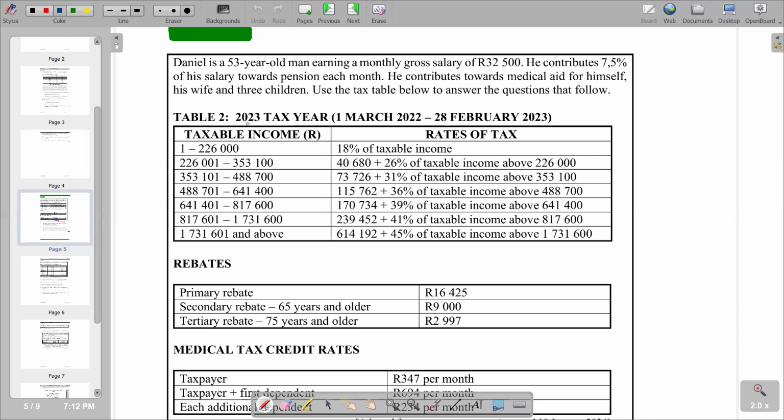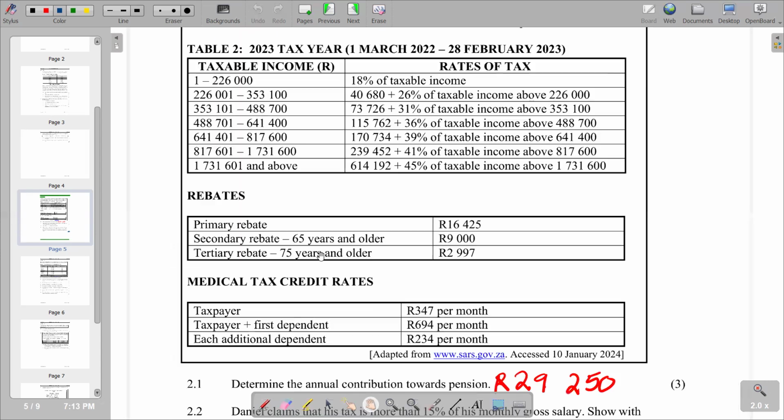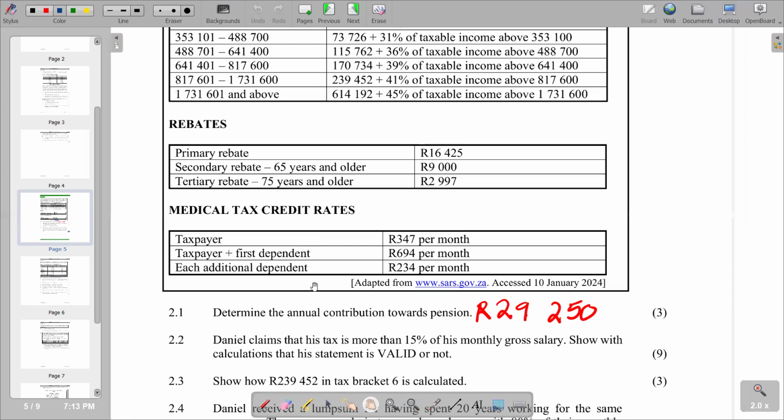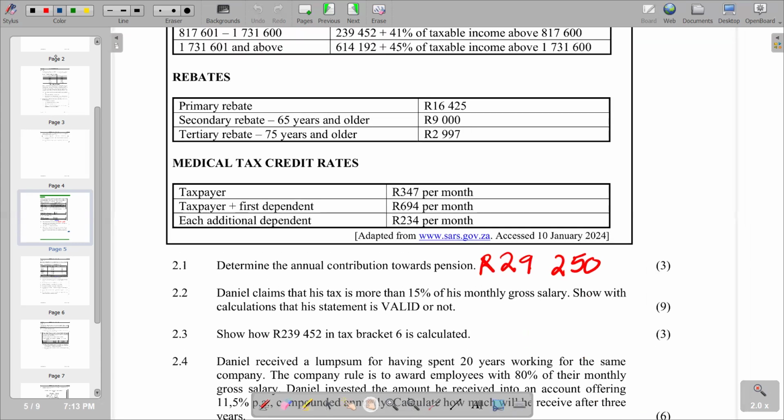So you're given the tax table here, 1 March 2022 to 28 February 2023. Within this table that you are given, you need to go through it before you start to answer the question. Beneath that, we are also given the rebate section, and then the medical tax credit rates. You need to go through everything before you answer the question.